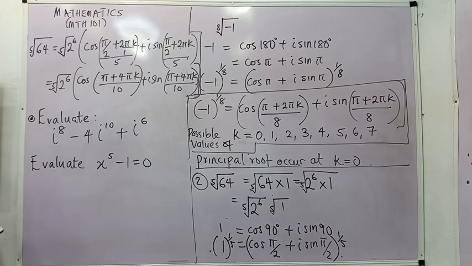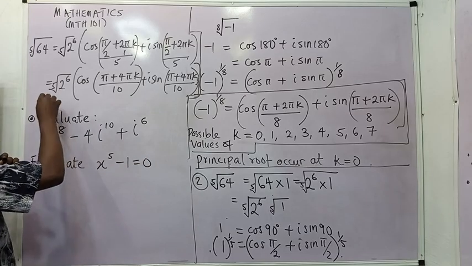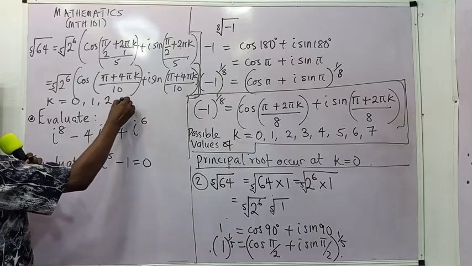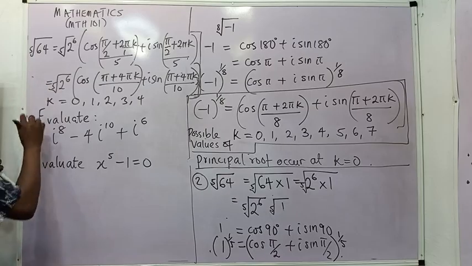Now, the question is, how will they present the answer? If you are writing any professional exam, how the answer is presented matters a lot. So this is the answer, but you have to put your k starting from what? Don't forget that this is the fifth root, so you have to put your k equal to 0, 1, 2, 3, 4. So that will be your answer for this question.